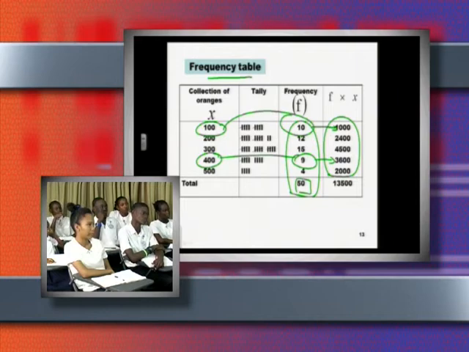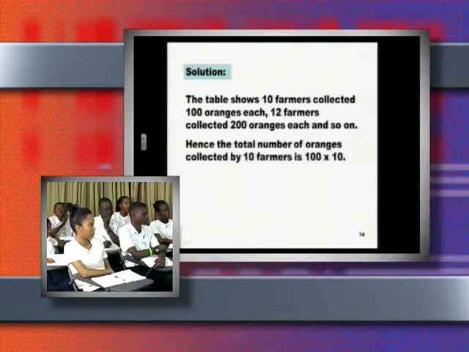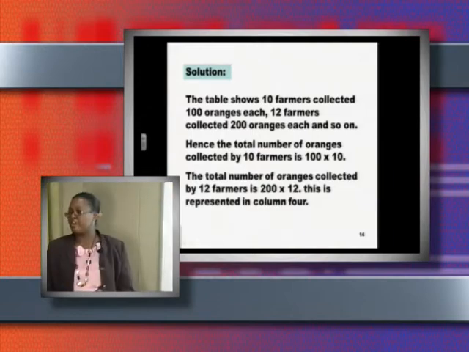We're going to use the 13,500 and the 50. Let's just see if that is so. So here we have an explanation of how we got some of the data on the table. The table shows 10 farmers collecting 100 oranges, 12 farmers collecting 200 oranges, and so on. So if 10 farmers collected 100 oranges, we know definitely it's got to be 1,000 oranges collected between those 10. And the same thing with the 12 farmers.